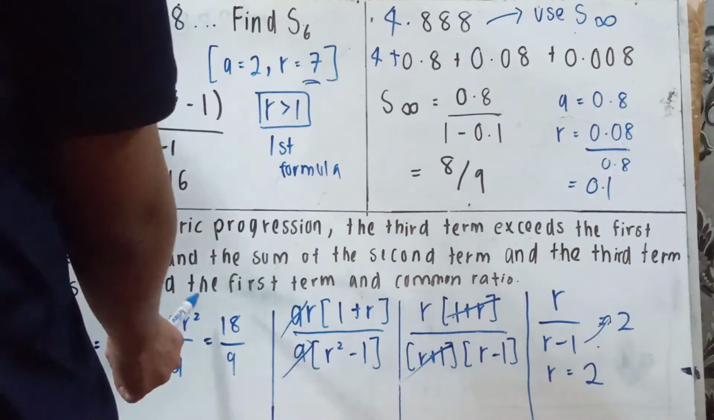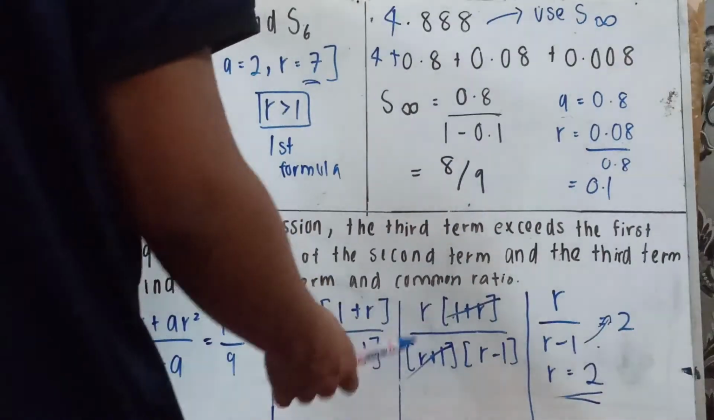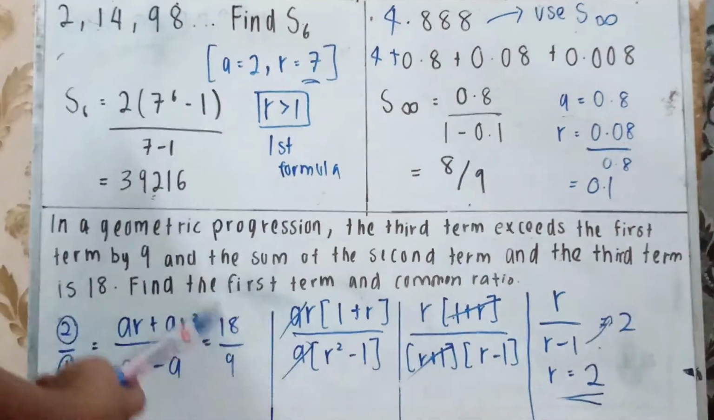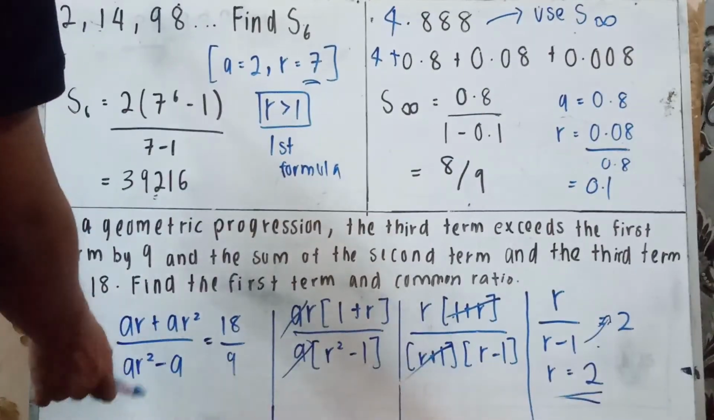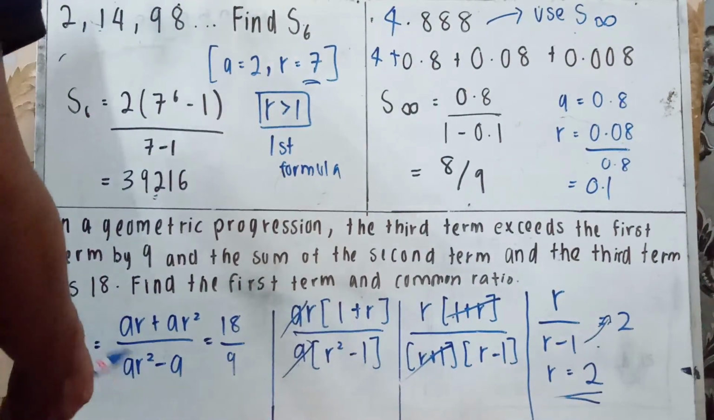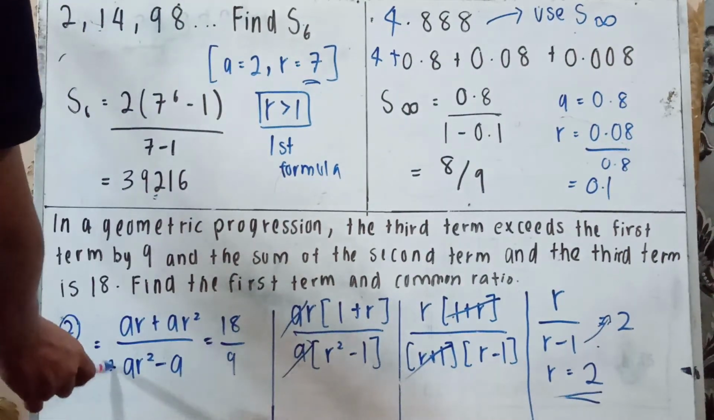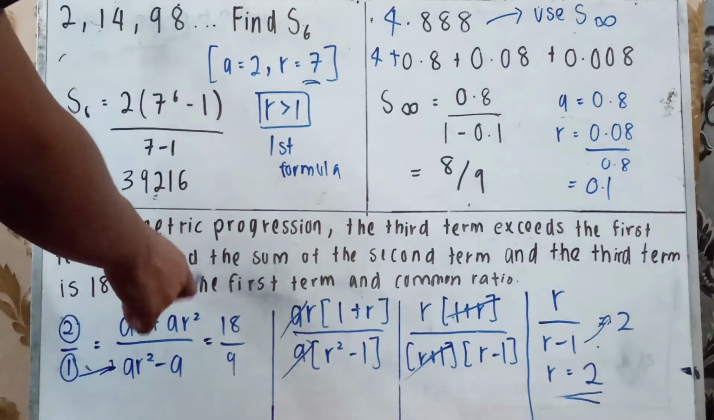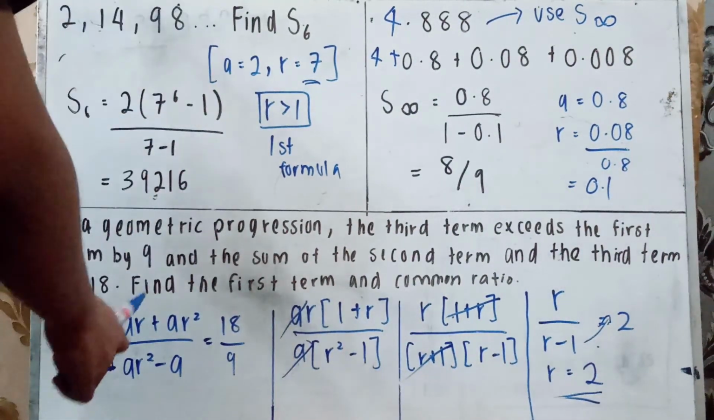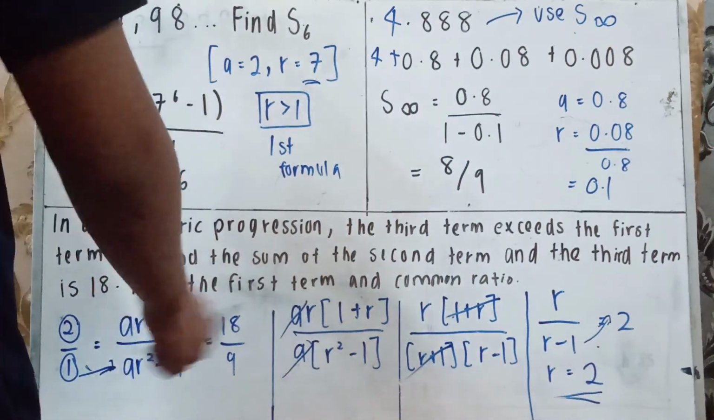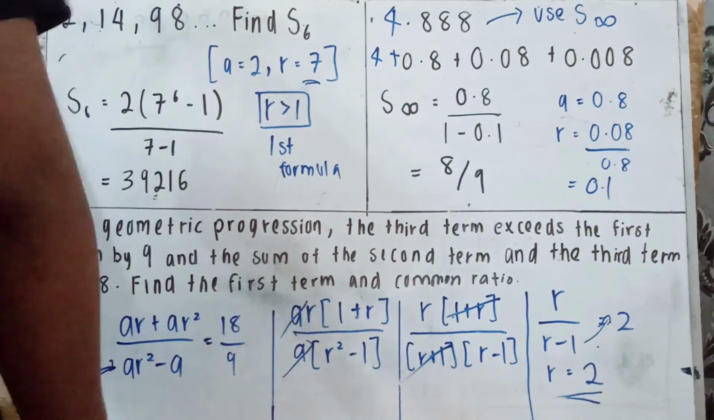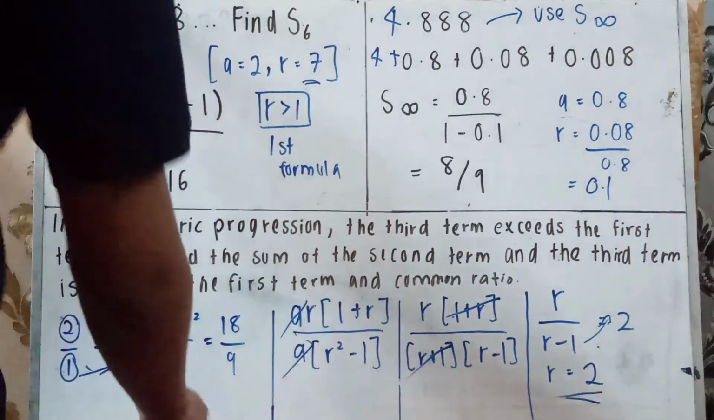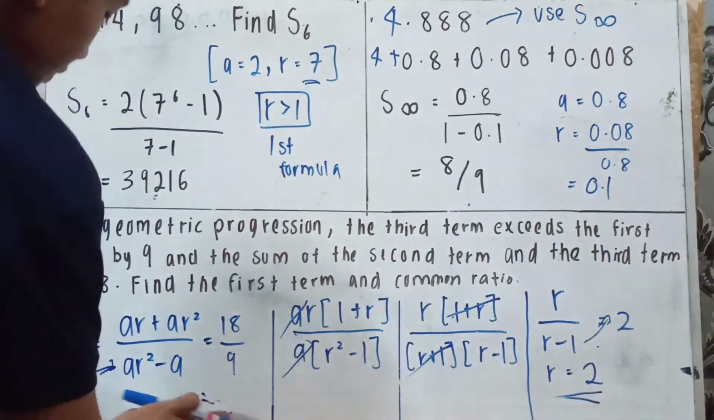So the question asks us to find the first term and common ratio. Now we have the common ratio. And how to get the first term? You just need to substitute R into one of the equations that you like. So if I like to use the first equation, A multiplied by 2 to the power of 2 minus A equal to 9, and I will get A is 3. A is equal to 3.